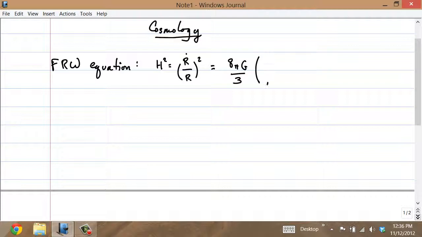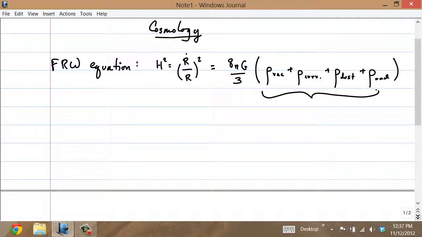So, for example, you have an energy density due to vacuum energy, an energy density due to curvature, an energy density due to normal matter, which is often referred to as dust, and an energy density due to radiation. And in order to understand the basic history of the evolution of our universe, we just need to understand that as the universe expands in size, as r increases, these various different terms appearing on the right-hand side of the FRW equation behave differently as a function of r.